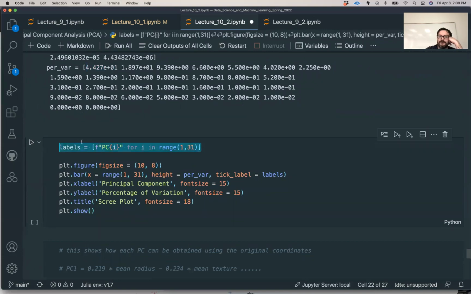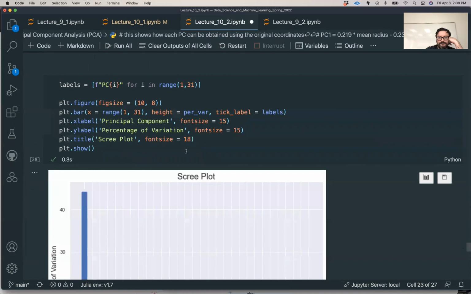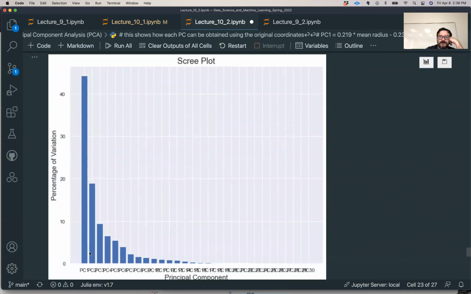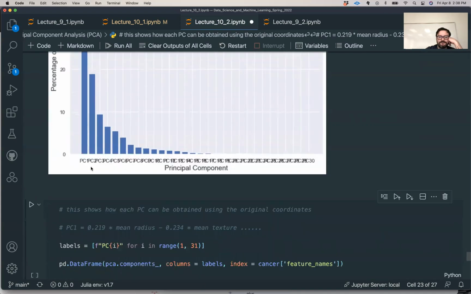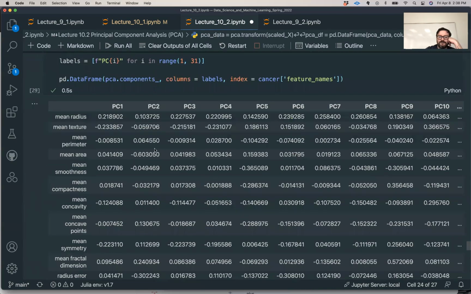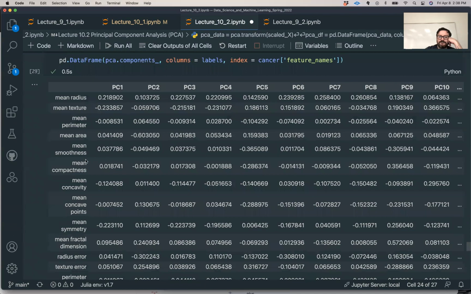So there are 30 principal components because there are 30 features. Let's look at this plot. You can see a lot of it is taken up by principal components 1, 2, and 3. Just like before, each row now is one of the features, and then we have these principal components on each of those features. There's 30 of them.